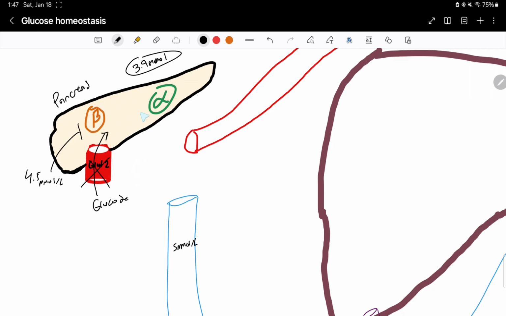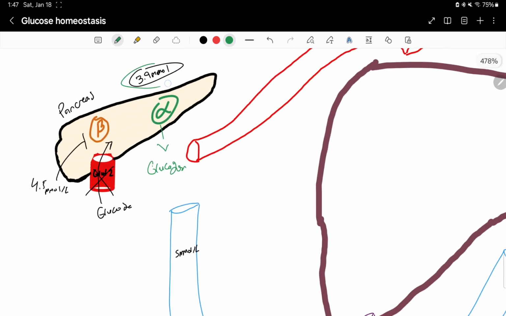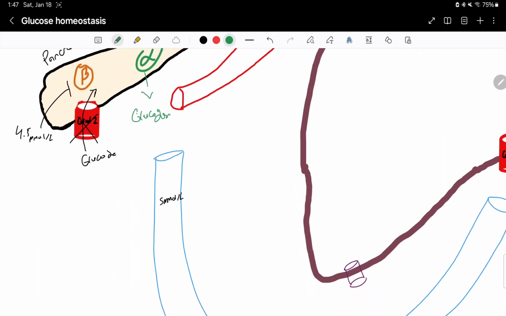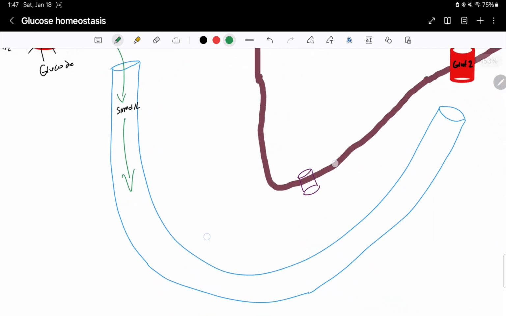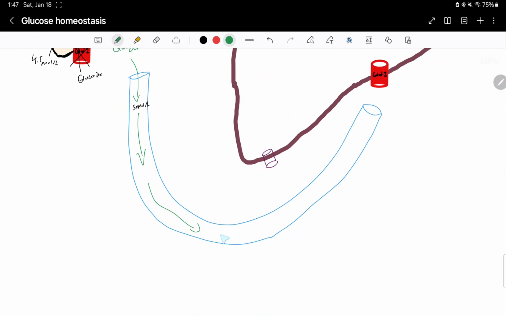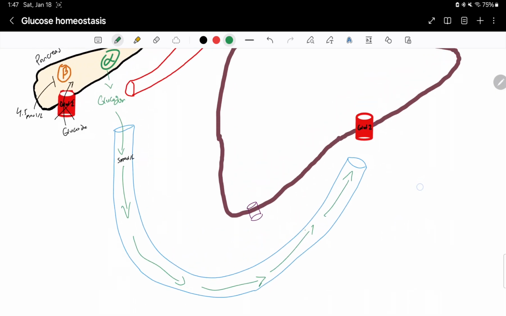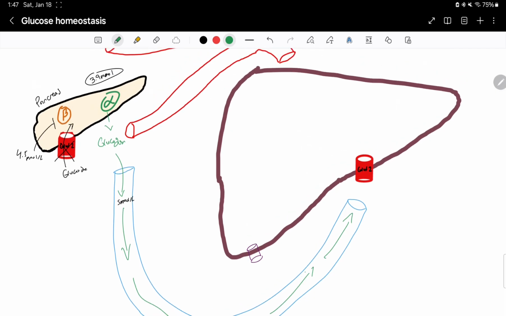What does that mean? That's going to stimulate the alpha cells to make a hormone called glucagon. They make a hormone called glucagon, and it's going to be released at approximately 3.9 millimoles of blood glucose concentration. This glucagon that's released will go through the hepatic portal vein, and once it gets to the liver, it's going to do a couple of things.